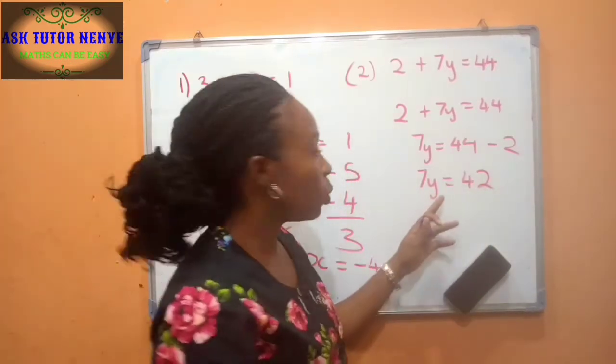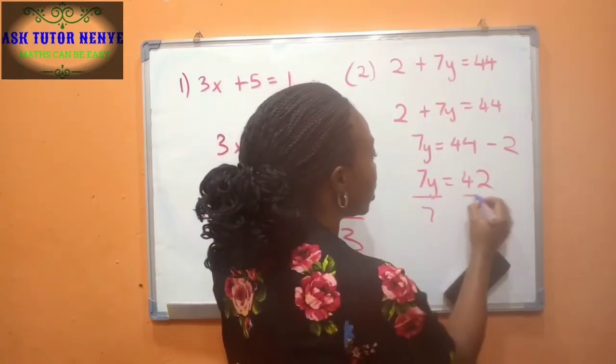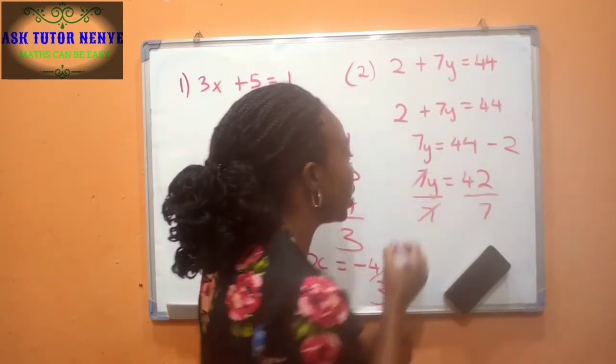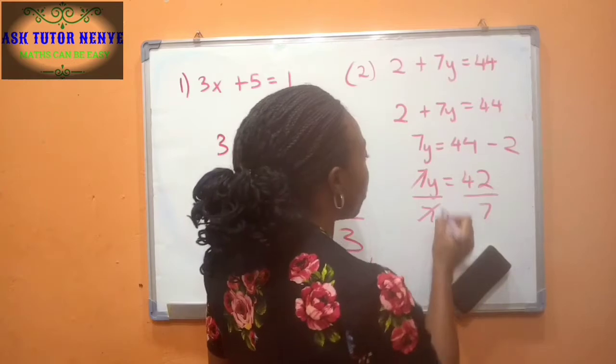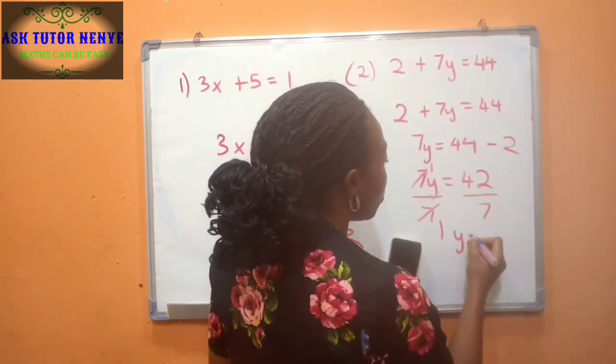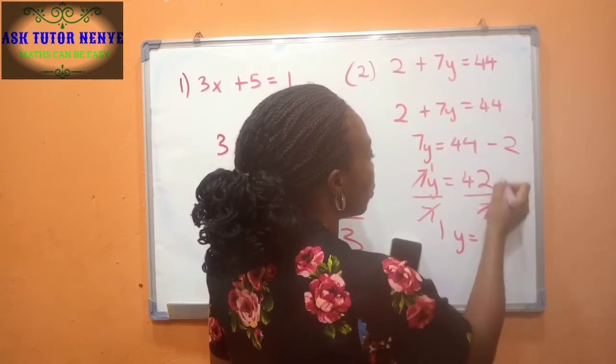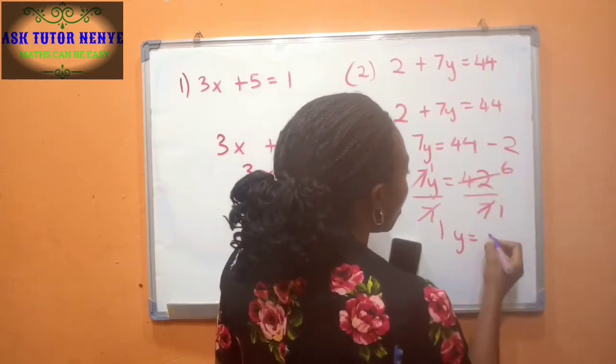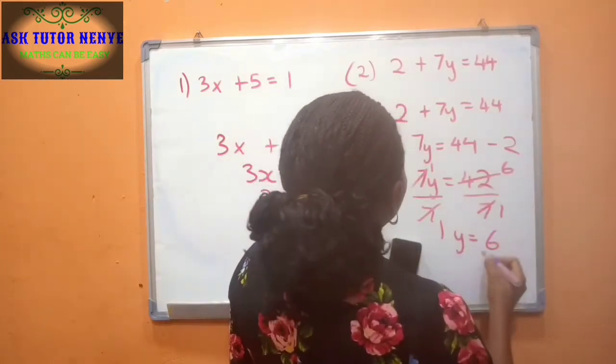42. Okay, so we divide both sides by what? 7. By the time we divide both sides by 7, 7 goes here 1, 7 goes here 1. Then we are going to have y equals to 7 goes here 1, 7 goes here 6. So y is equals to 6.